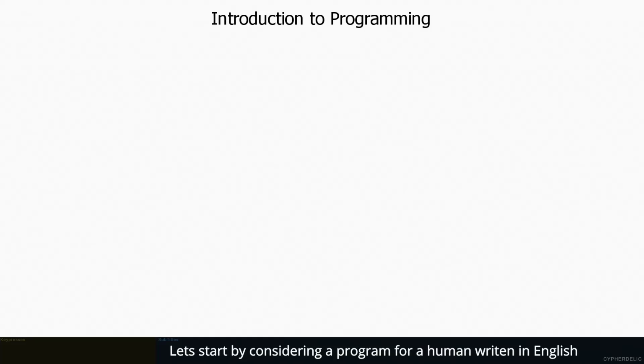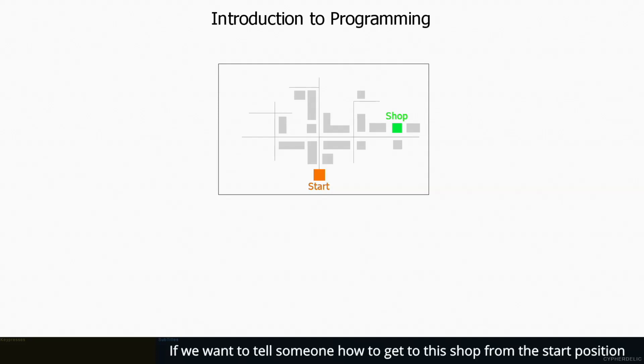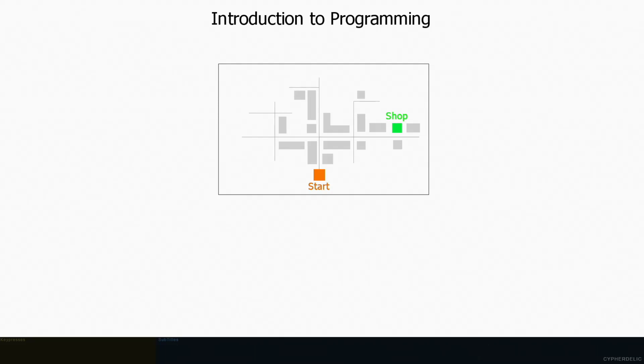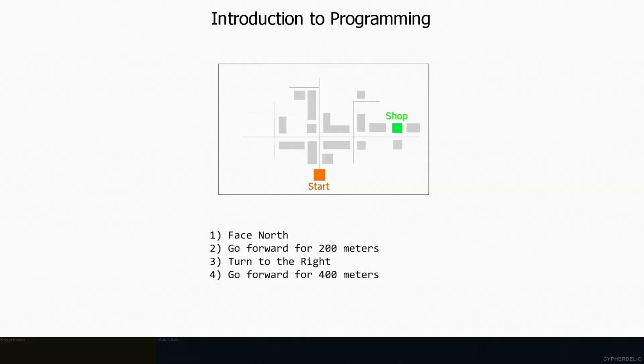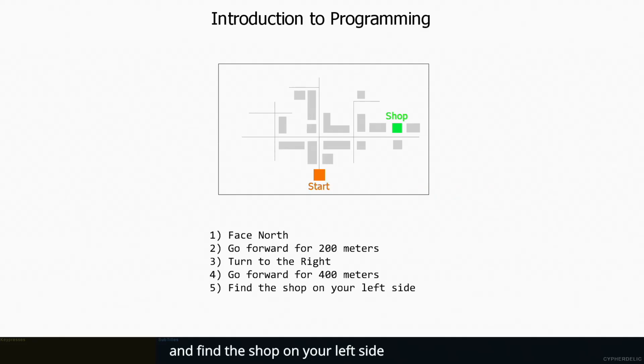Let's start by considering a program for a human written in English. In this case, directions to a shop. If we want to tell someone how to get to this shop from the start position, the instructions may go something like this. Face north. Go forward for 200 meters. Turn to the right. Go forward for 400 meters. And find the shop on your left side.